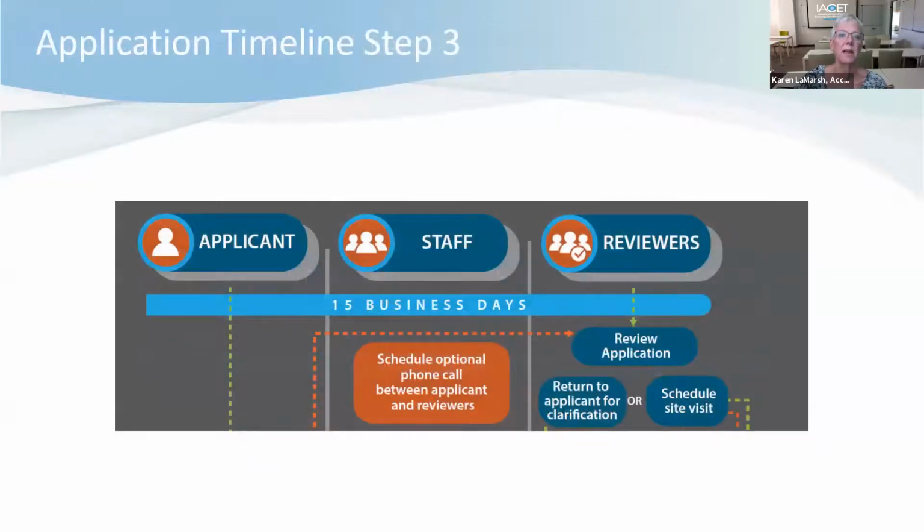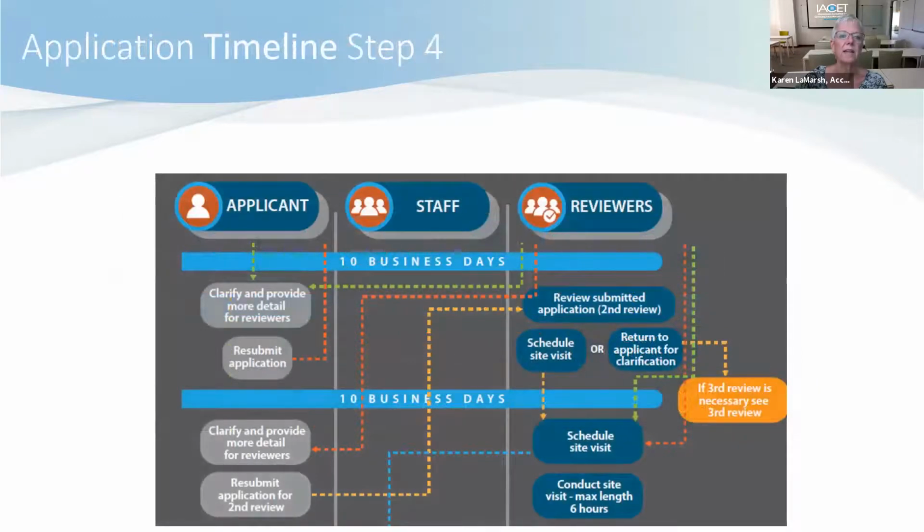Step 3, once the application goes to the commission, there is a 15 business day turnaround. It will be sent back to you or scheduled for a site visit. During this phase, there is also an optional phone call that can be requested by you or the commissioners. Please don't forget about that. Before you resubmit the application to the commissioners, you may request to talk with them about anything in which you need further clarification.